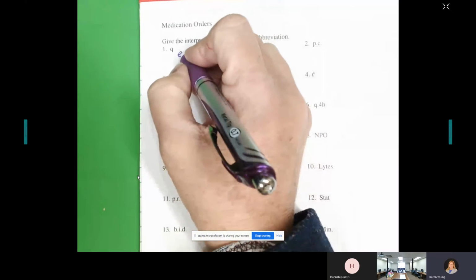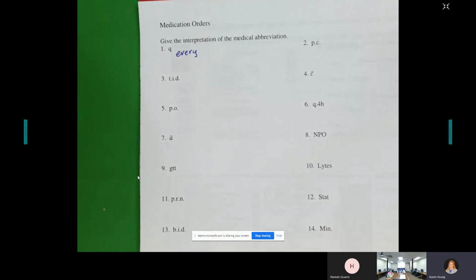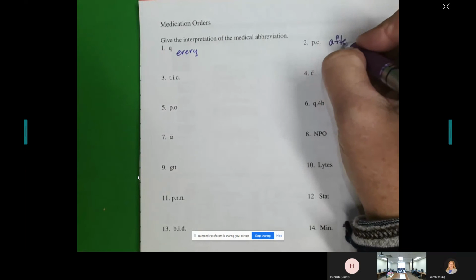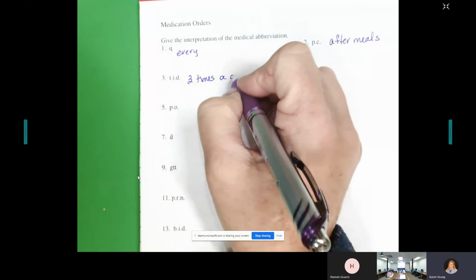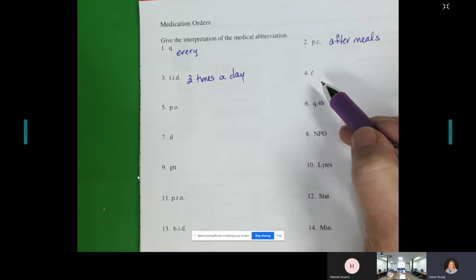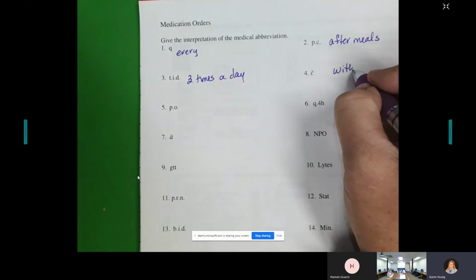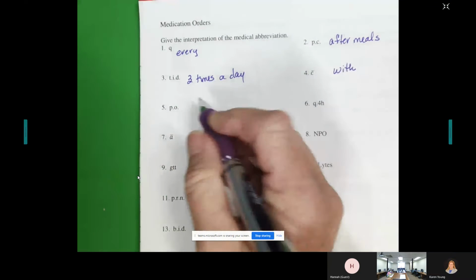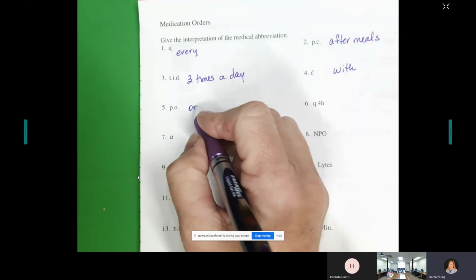Q means every. Now, I don't remember what PC is. PC is after meals. TID is 3 times a day. Y'all know what the C with the line above it is? Y'all remember that one? It's with. And PO is what? Orally, or by mouth.